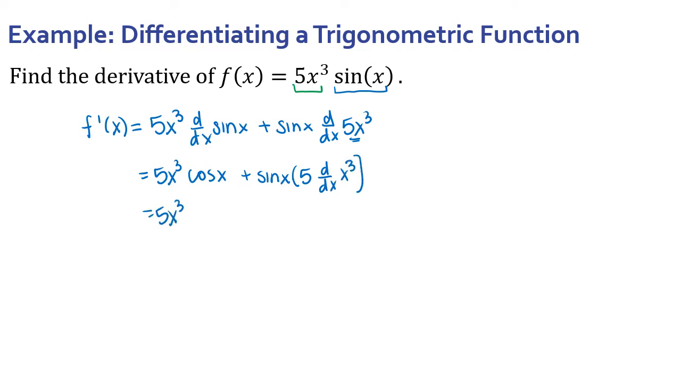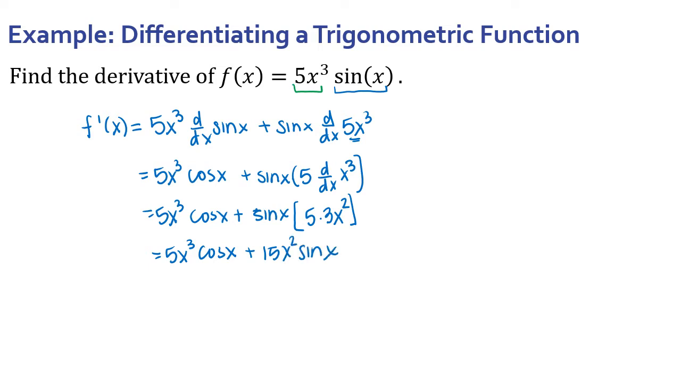So 5x cubed cosine of x plus sine of x times 5 times, so the derivative of x cubed is 3 times x squared. So that gives me 5x cubed cosine of x plus 15x squared sine of x, and we can leave it just at that.